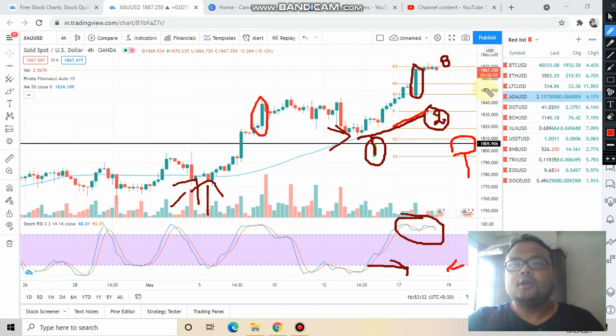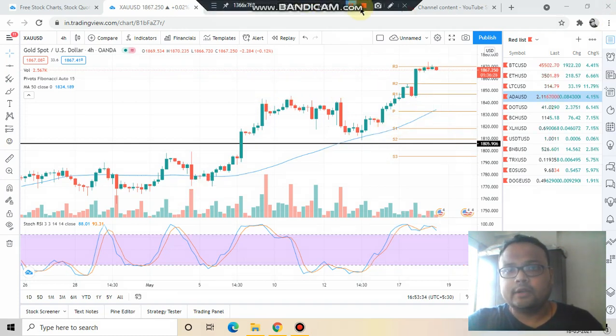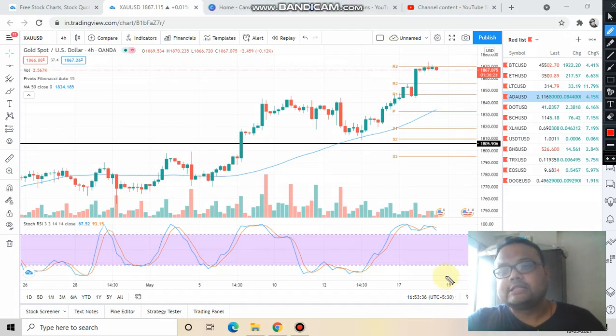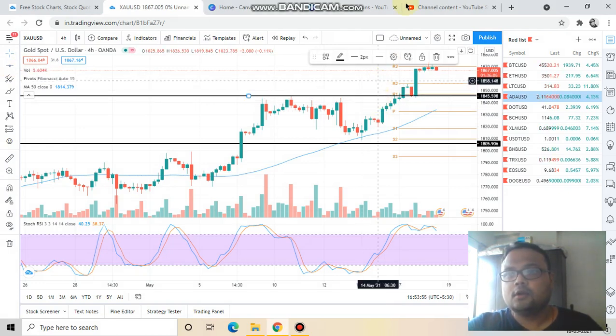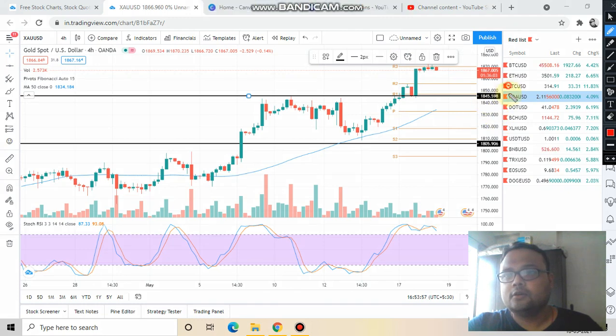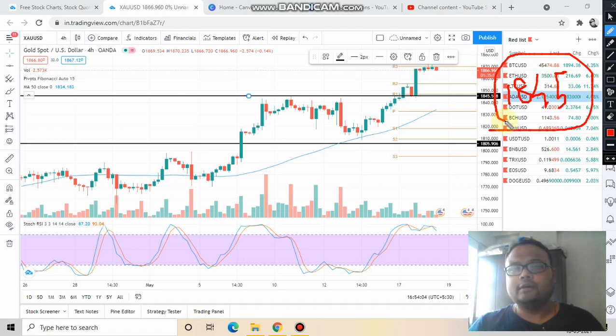On the other hand, if you see that stochastic RSI is about to go up, but the market is taking support somewhere around this level, then this is also a good trading opportunity, a good buying opportunity, this level. And the level is 1845. So what should you do now?